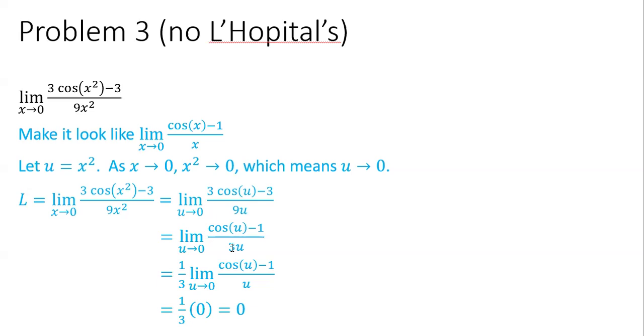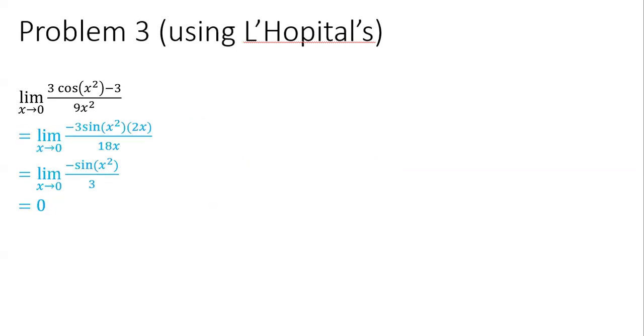Now this 3 on the bottom is essentially a 1/3 being multiplied to (cosine u minus 1) over u. So move that 1/3 out in front of the limit. It's constant. This is exactly our special trig limit, except one is using the variable u instead, but that doesn't matter. The value is still 0. So 1/3 times 0 is 0. So this limit is 0 as well. With L'Hopital's rule, we just use the chain rule on the top and then power rule on the bottom, and then you do the limit, it's 0 as well.